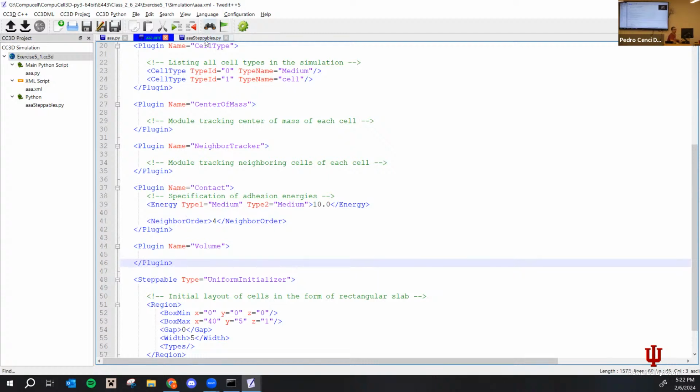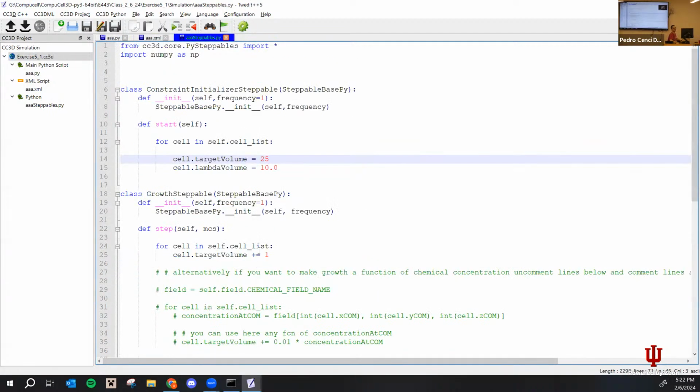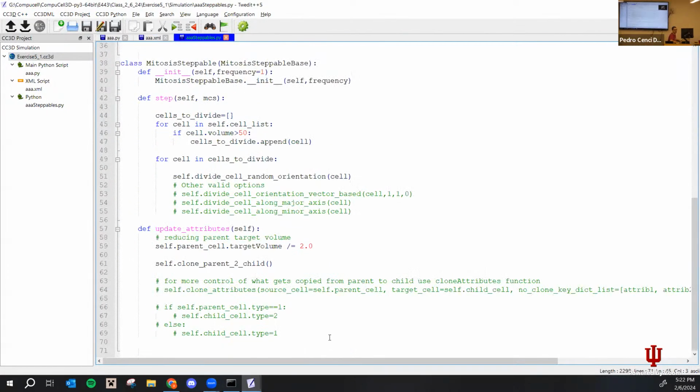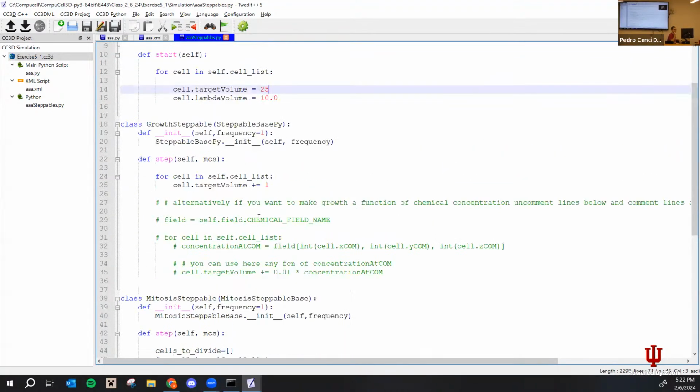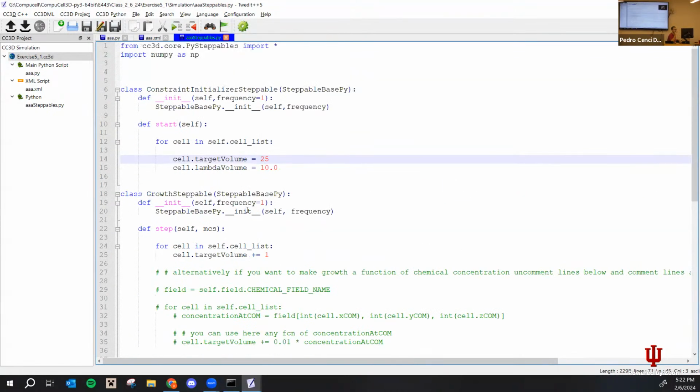Nice. Now go to aaa-steppables.py. Perfect. Okay, looks good. Go to the bottom. Let's see if you deleted those. Yeah, okay, nice. So now you will go make a start function. You can do that in the other Steppables. That's better. So add a start in the constraint initializer. Perfect. All right.